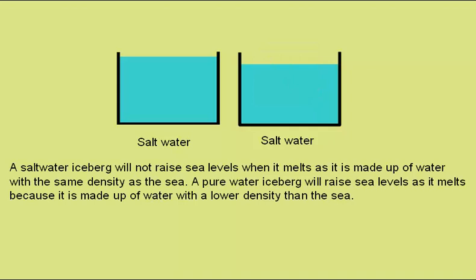A saltwater iceberg will not raise sea levels when it melts, as it is made up of water with the same density as the sea, whereas a pure water iceberg will raise sea levels as it melts, because it is made up of water with a lower density than the sea.